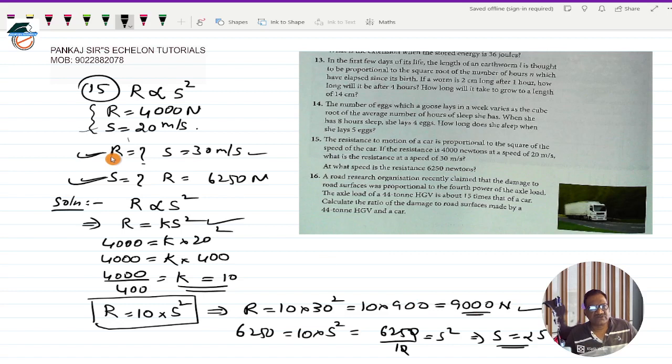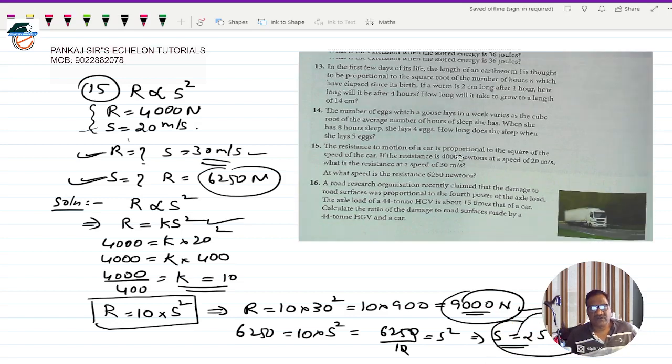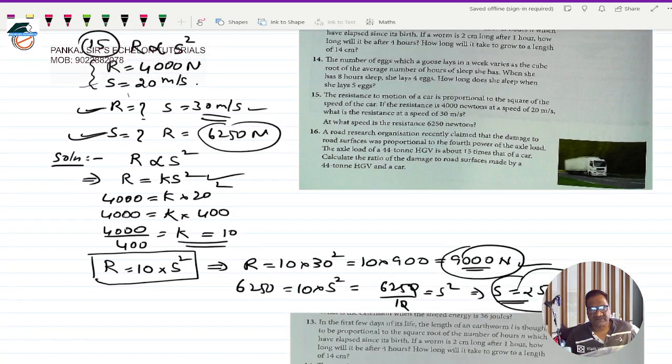Okay. So when the speed is 30 meter per second, the resistance is 9,000 Newton. And when the resistance is 6250 Newton, that time the speed is 25 meter per second. So these are the two answers. Okay. So that was question number 15. And let us work out question number 16, the last one.